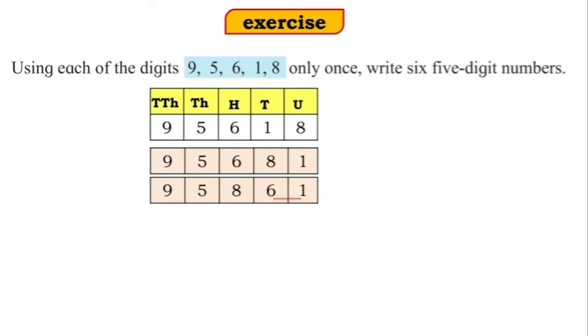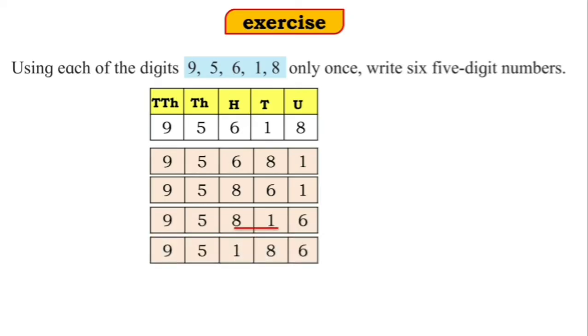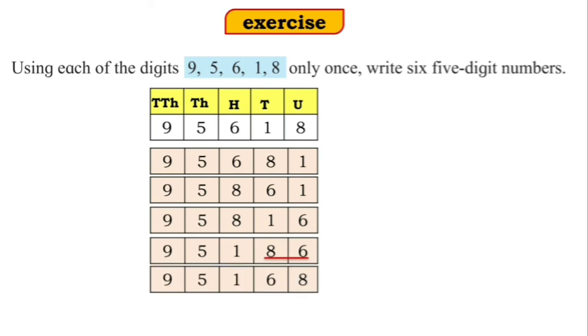95,861. Now let us interchange tens and units place again to form new number. So new number will be 95,816, that is 95,816. Now let us interchange hundreds and tens place. So the new number will be 95,186, that is 95,186. Now let us interchange tens and units place. So the next number will be 95,168, that means 95,168.